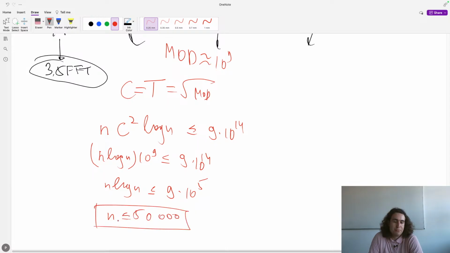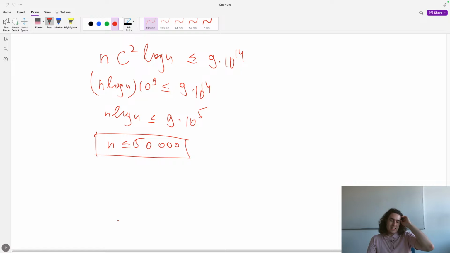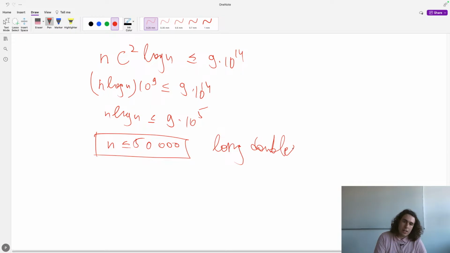This is very bad, obviously, right? 50,000 is not such a large array. Probably we need to multiply larger arrays modulo. So most of the time, when you are doing multiplication modulo, you probably need to use long doubles. And this is going to make your code even slower.